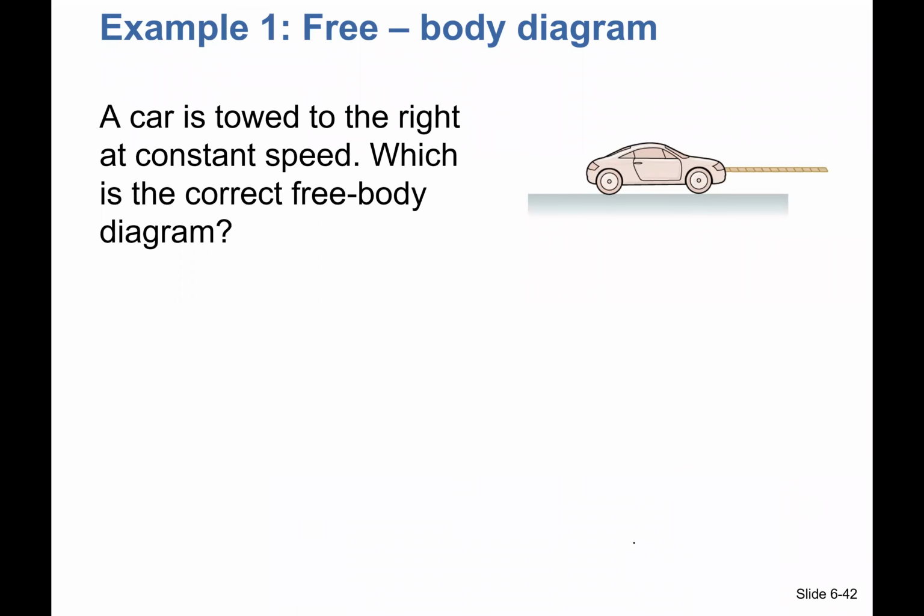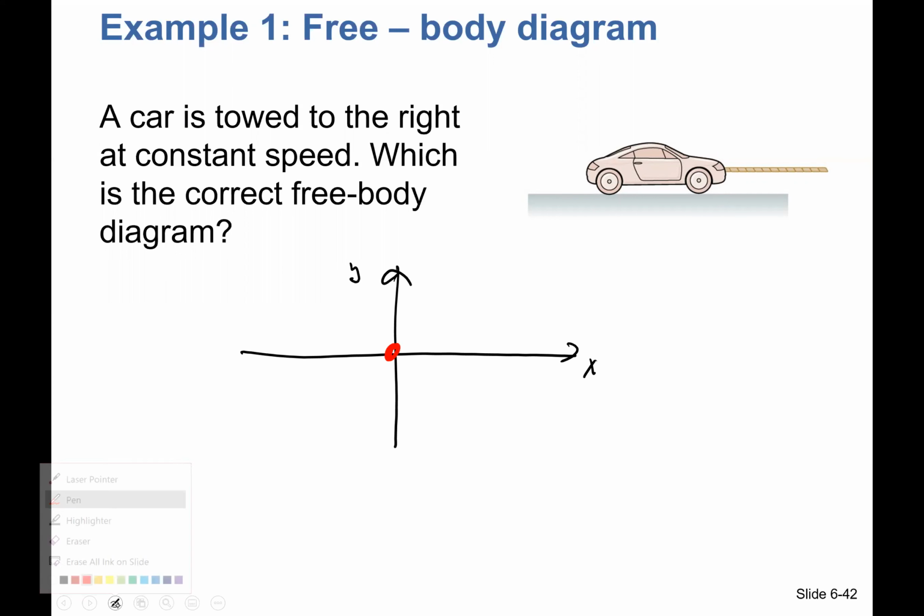Okay, let's do some examples here. Here we have a car that is towed to the right at constant speed. Which is the correct free body diagram? You're given a picture like that. What we do here is always have a coordinate system. This is X, this is Y. You take your object and put it at the center of your coordinate system, and then you draw the forces. So what are the forces that we have? There's a string.